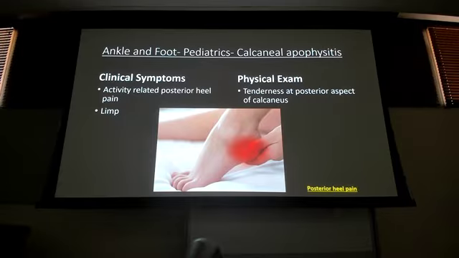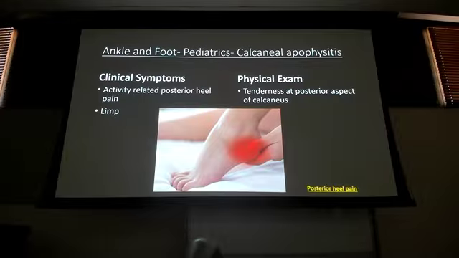It's activity-related symptoms, so when they're exercising or in gym class, a lot of times the teacher makes us run laps, I start to get this posterior heel pain. And it's different from plantar fasciitis, because plantar fasciitis is more on the plantar aspect of the heel. This is going to be more on the posterior aspect of the calcaneus.